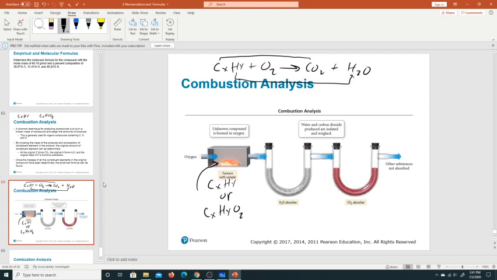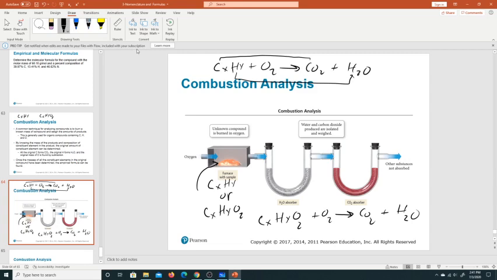Now when it comes to CxHyOz, it's a little bit more tricky because CxHyOz plus O2 makes CO2 plus H2O. There's oxygens in both compounds. Additionally, we use some oxygen in the process of burning. So the question now is, how can I figure out the amount of oxygen my original compound had?